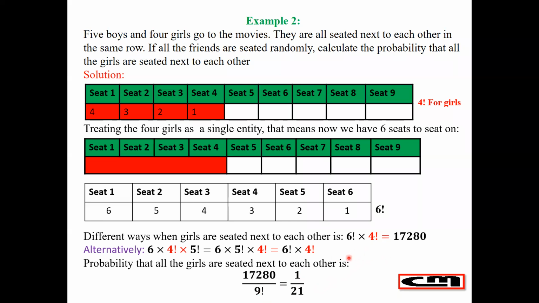So this is it, but otherwise the main focus is on trying to treat the couple or the girls as they are given as a single entity. Once that's done, then when you sit the resultant number of people left, the number of ways is multiplied by the number of ways the girls can sit on the 4 seats.